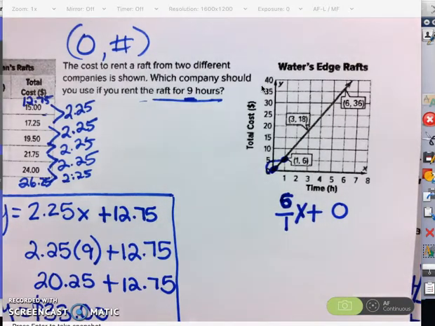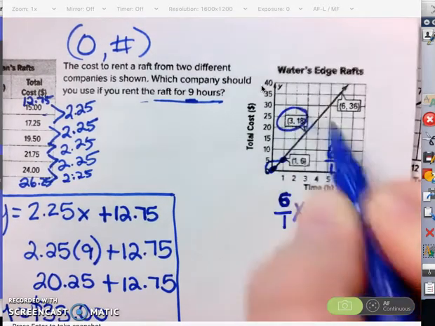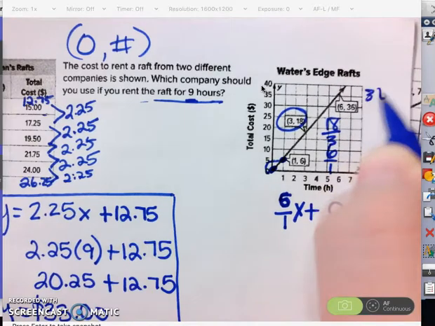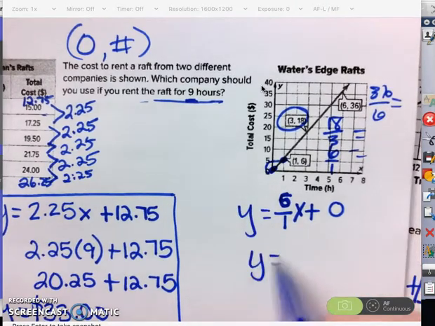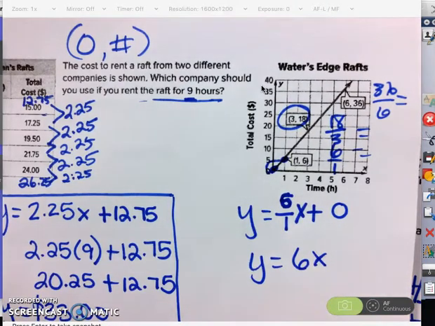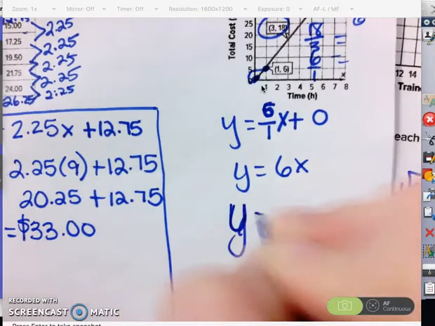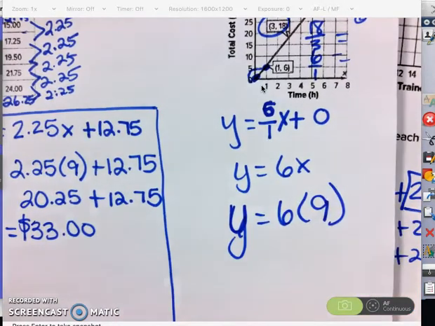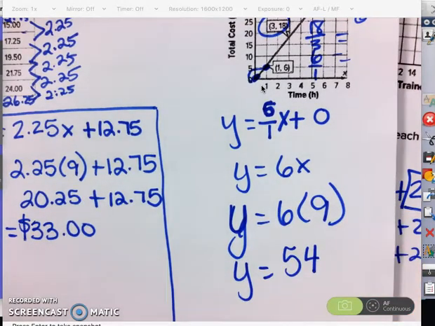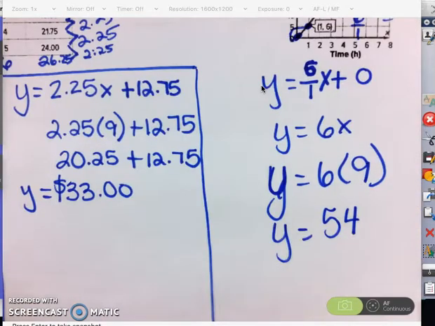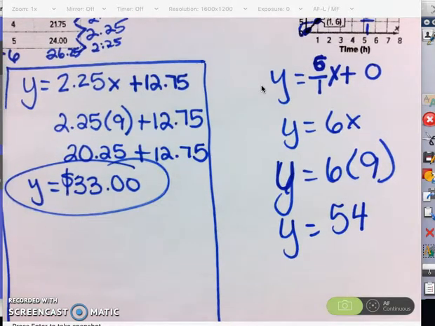Well, if it is direct variation, I can just do y divided by x. So 6 divided by 1, 18 divided by 3, and 36 divided by 6, which all equal 6. So y equals 6x, and I'm not going to be adding or subtracting anything. And then for 9 hours, I need to replace x with 9. So 6 times 9 is 54. So for Water's Edge, it would be $54. So who has the better deal? Ryan's Rafts. Okay.